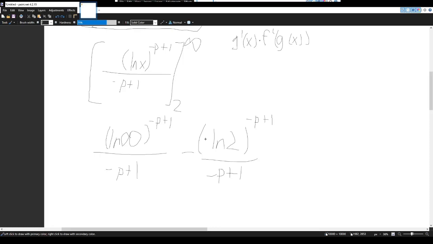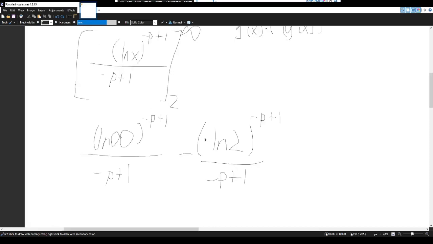So if we want this to not equal infinity, let's look at this in two parts. Let's look at this right-hand part first. Natural log of 2 to the power of negative p plus 1 divided by negative p plus 1. Well, natural log of 2 is just a number. You can find the decimal expansion of that pretty easily with a calculator. Now, p is, of course, also just going to be some constant number. So this whole thing is just a constant. You can think of this as just one number.